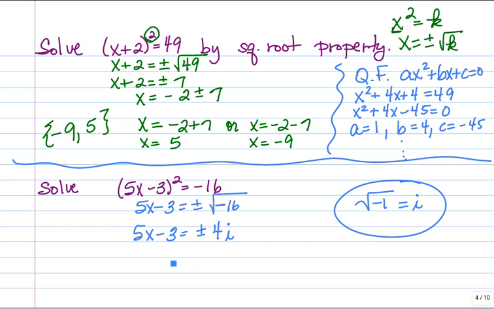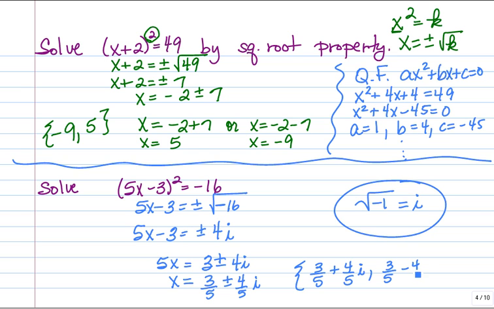Now we need to add 3 to both sides, so we would add it in this way. We would say 5x is equal to 3 plus or minus 4i. And now we can divide by 5 to get 3/5 plus or minus 4/5 i. So there are two solutions. They are complex or imaginary, but the solutions are, excuse me, I don't need that parentheses there. So solutions are 3/5 plus 4/5 i and 3/5 minus 4/5 i.